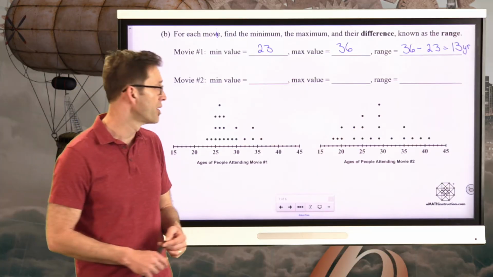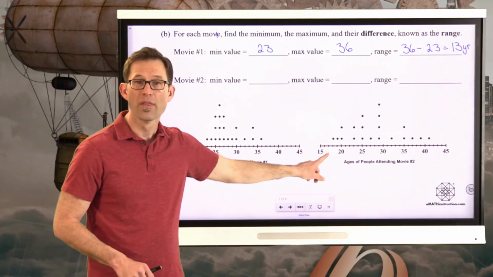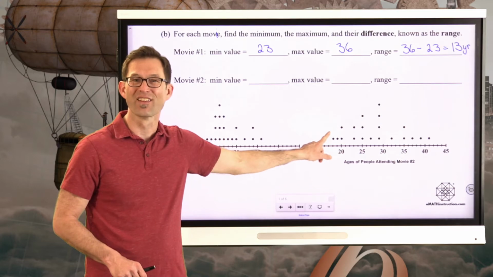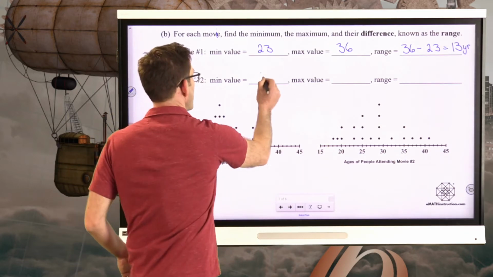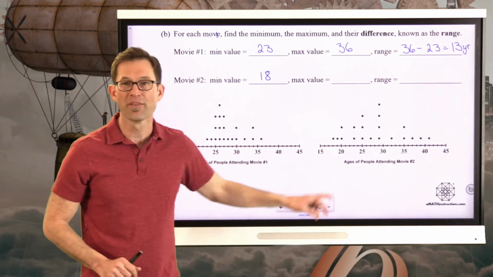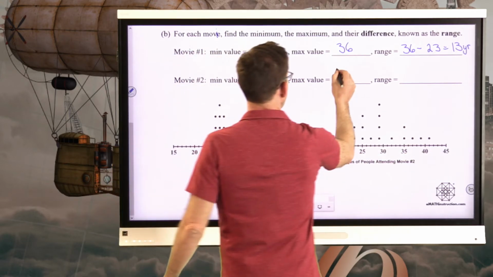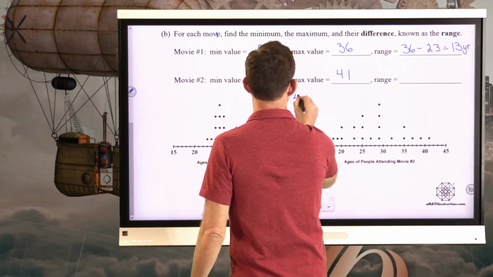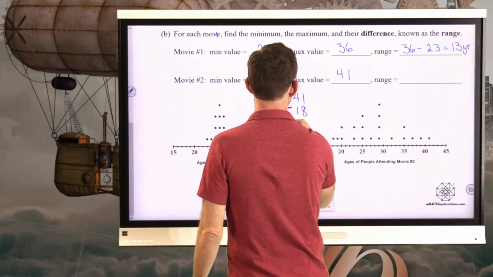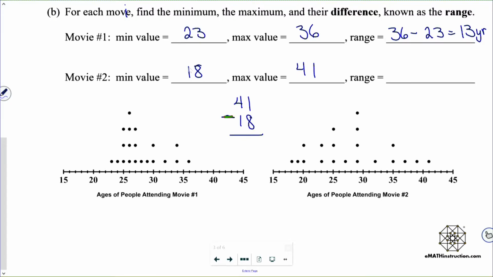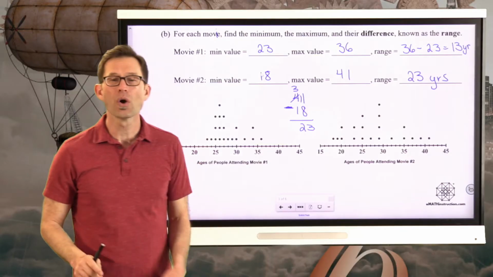All right, simple enough to find the minimum and the maximum. The minimum, the dot that's farthest to the left, is 18. The maximum, the dot farthest to the right, is 41. The range is going to be 41 minus 18, with a nice red subtraction mark there. All right, so the range is 23 years. And so it's much wider.